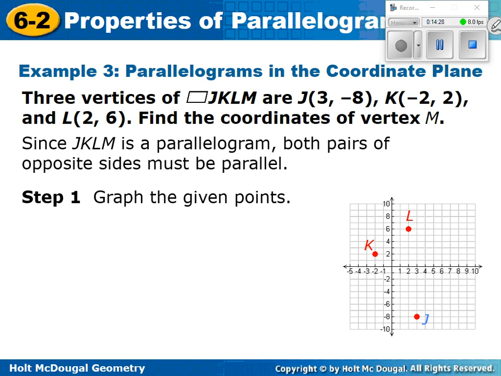So read this with me. It says 3 vertices of, again, what does this mean? Parallelogram. J, K, L, M are J, K, and L. Find the coordinates of vertex M. So they're basically asking us to find the 4th point. Yes, I'm sorry, 6, 3.